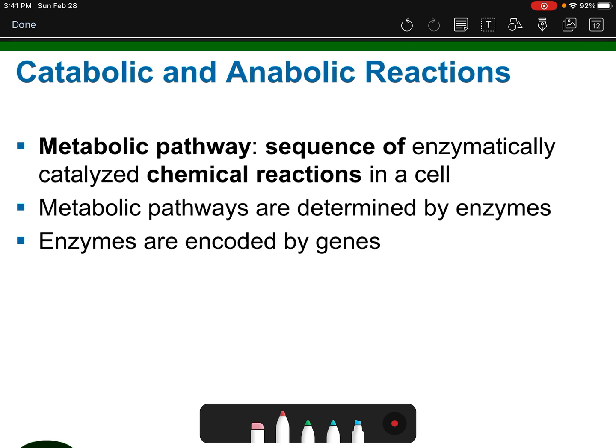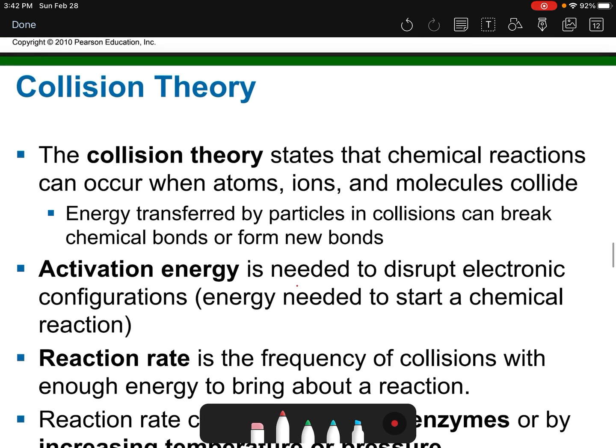Catabolic and anabolic reactions can only occur if there are enzymes involved, okay? And each specific metabolic reaction has a different enzyme that's causing it to occur. And again, these enzymes are encoded by your genes because enzymes are proteins. And so your DNA is what determines your proteins that are made, thus your enzymes as well, which play a role in your metabolic reactions.